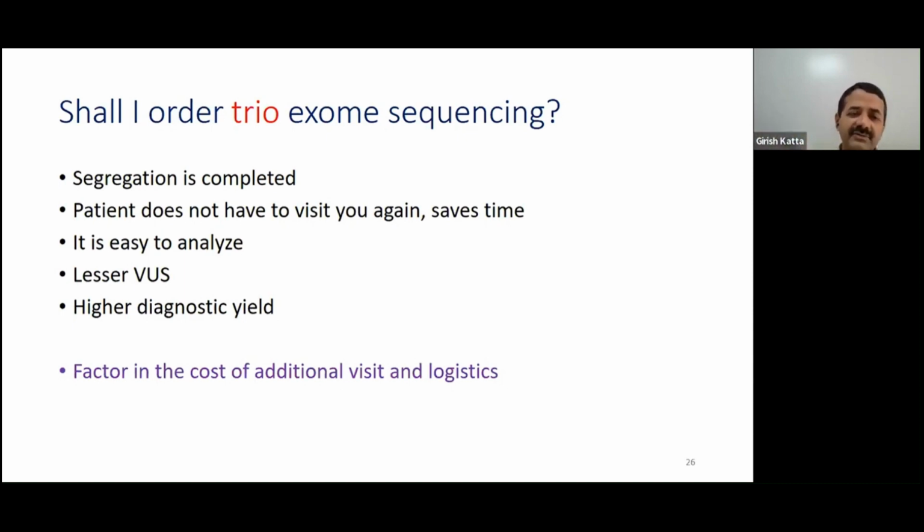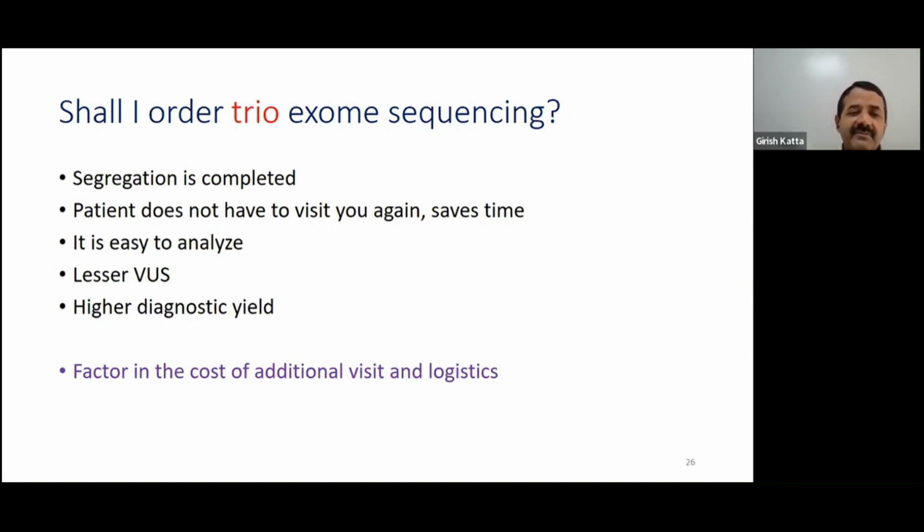The patient does not have to visit you again, because otherwise you would have to ask for segregation or ask for trio exome sequencing the second time. It saves a lot of time. So this is something which you need to keep in mind. It is also very easy to analyze for the lab.